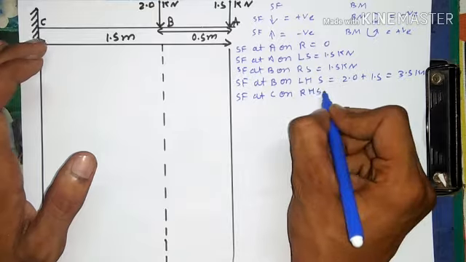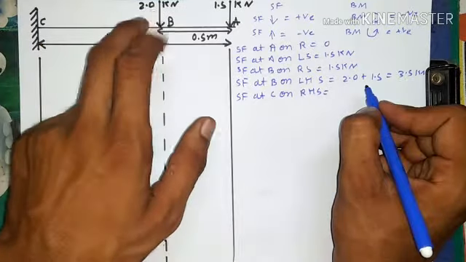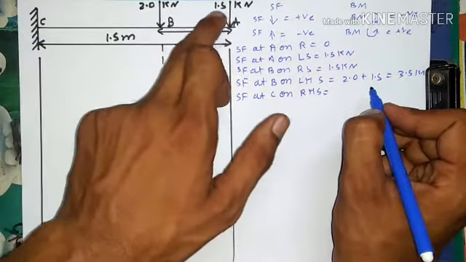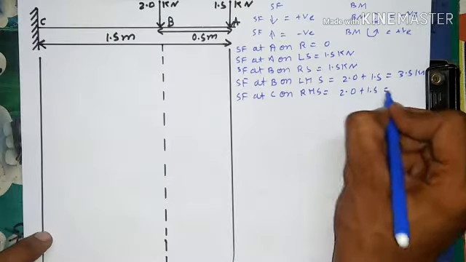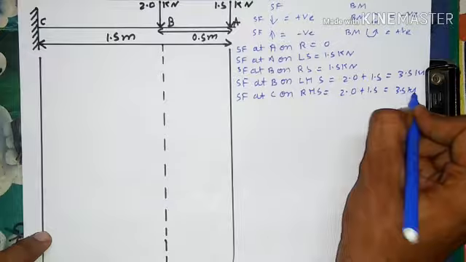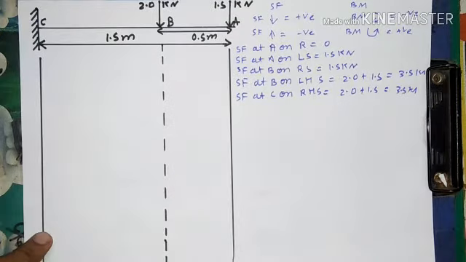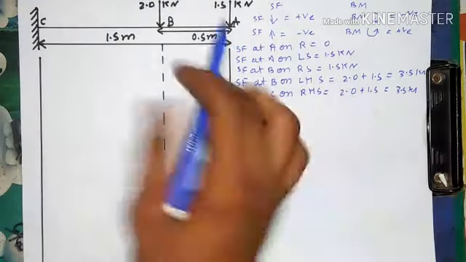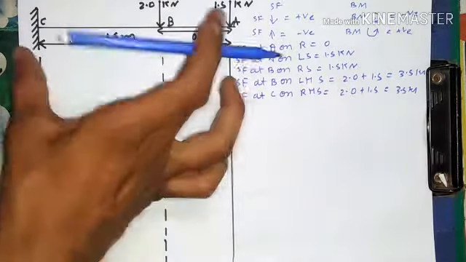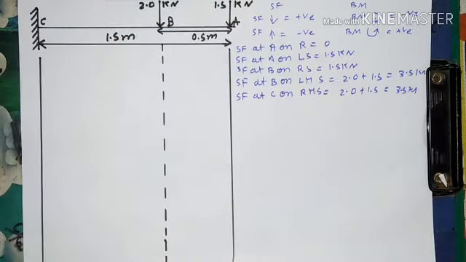Shearing force at point C on the right hand side is 2.0 plus 1.5, which is also 3.5 kilonewton, because there is no left hand side, only the right hand side at point C. This is the value of the shearing force for this diagram. After the shearing force, we find the bending moment.